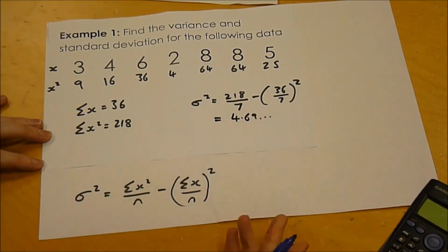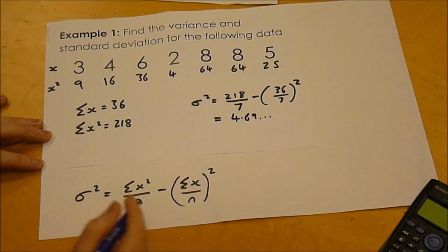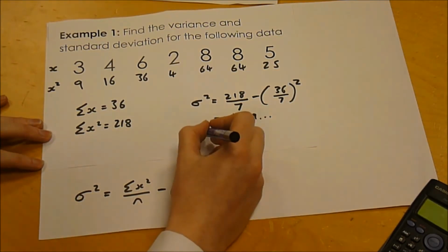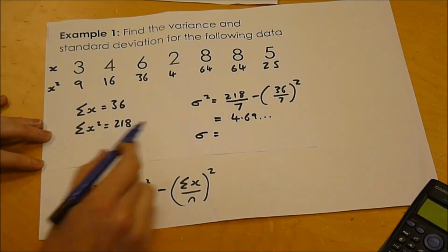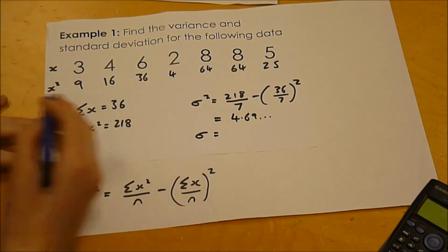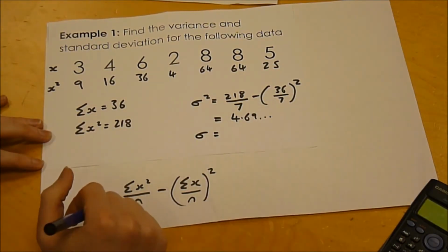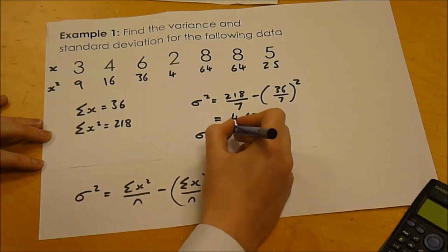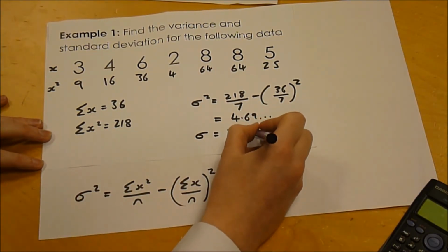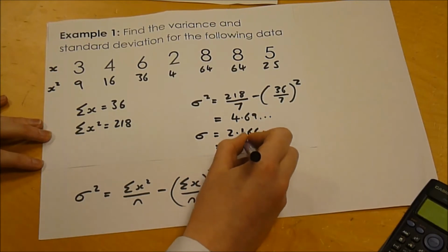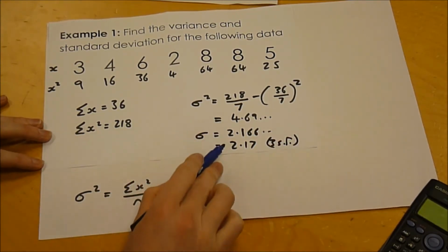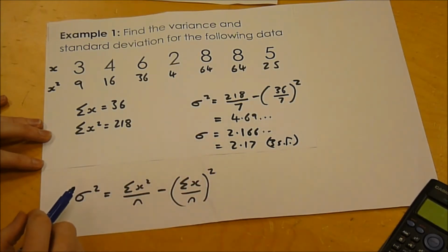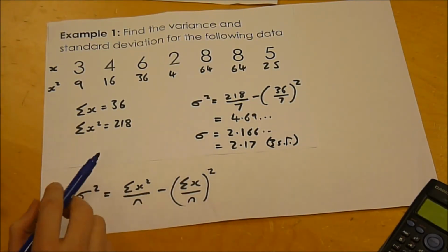But if I'm going to then square root it, I'll keep that answer on my calculator so I don't lose any accuracy. So then I square root it, I get sigma, the standard deviation, and I get 2.16 and so on on my calculator. So I'm going to round that, after I've written it down, to 2.17 to 3 significant figures. Please don't forget to square root, that's a very common mistake. I think that's everything you need to know.